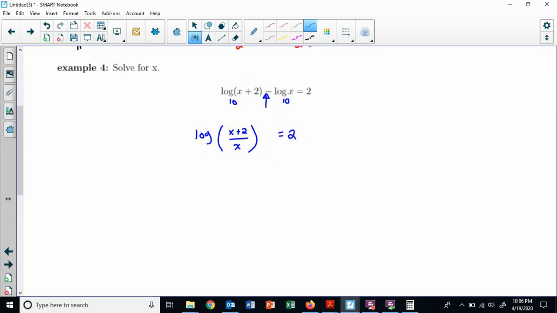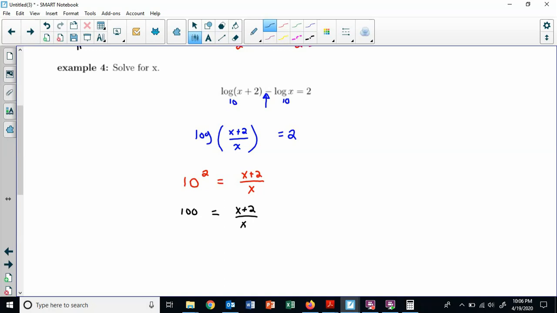Now, could I rewrite this so that I could solve it? Yeah, and you have to remember, what's the base there again? It's a 10. So the base of our exponent will be a 10. The exponent will be 2. And that will be equal to this x plus 2 over x. Well, I know 10 squared. That's just 100.